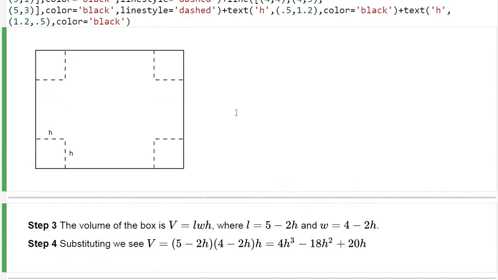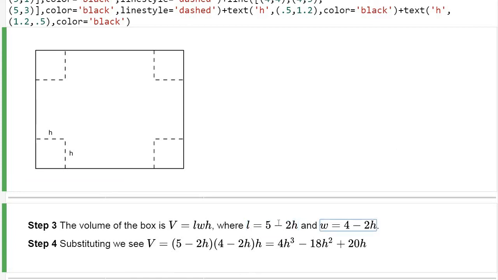What is the length? Well, the length here is not 5 feet. Remember, 5 feet is this total, but I'm cutting off an h from this side, I'm cutting off an h from this side, so the length is 5 minus 2h. Similarly with the width, I got 4 feet total on this side, but I'm going to cut off h here, I'm going to cut off h here, and that'll leave this segment 4 minus 2h left over for the width.